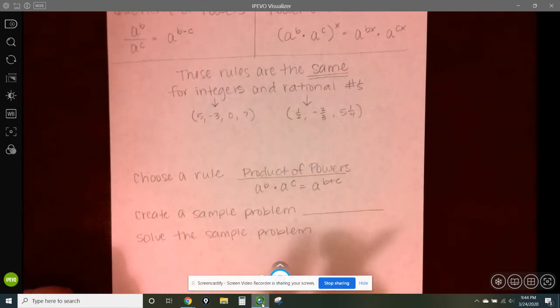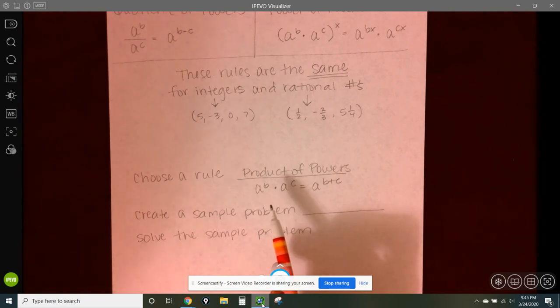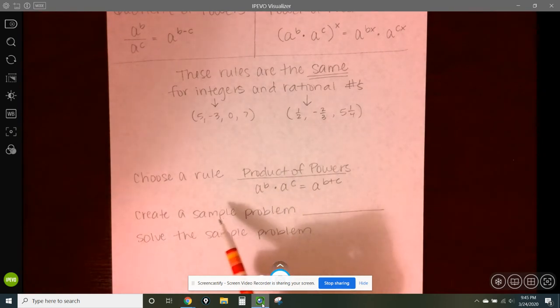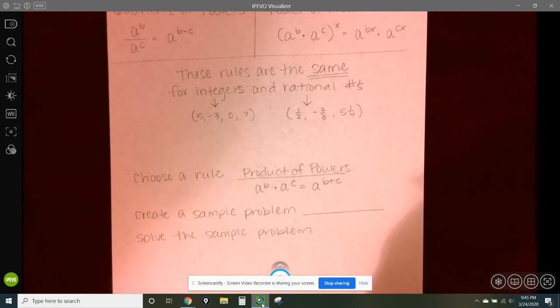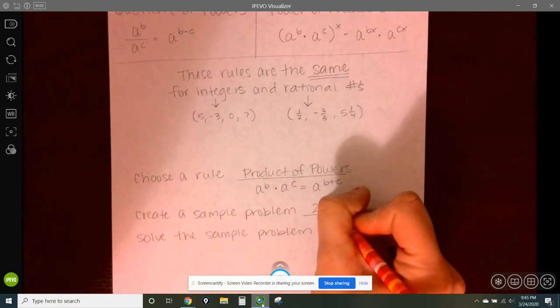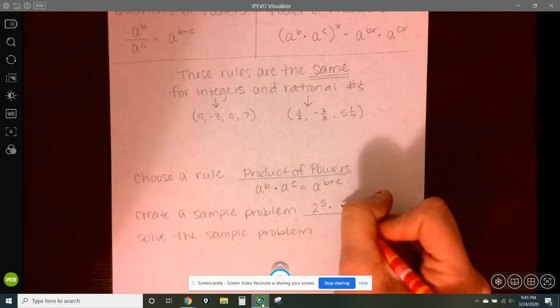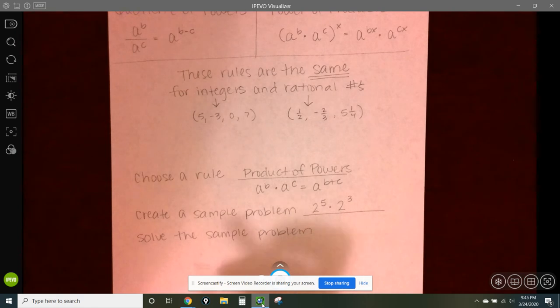The next part is going to ask you to create a sample problem. So you choose your own numbers. You can even use one of the examples that they gave you in the lesson. That's fine too. You just have to create a sample problem. So I'm going to choose easy numbers because why would I make it a little more difficult on myself? So creating a sample problem, I'm just going to do 2 to the 5th power times 2 to the 3rd power. And now you have to solve the sample problem.